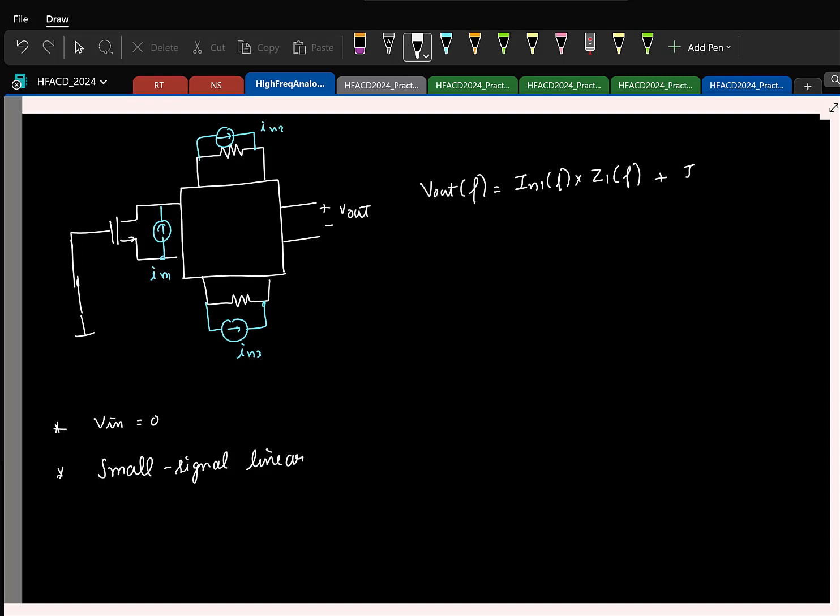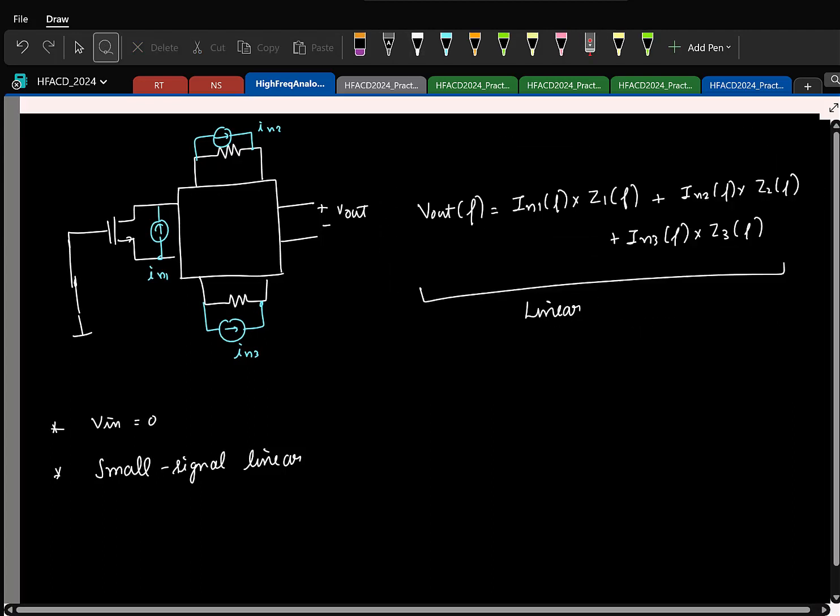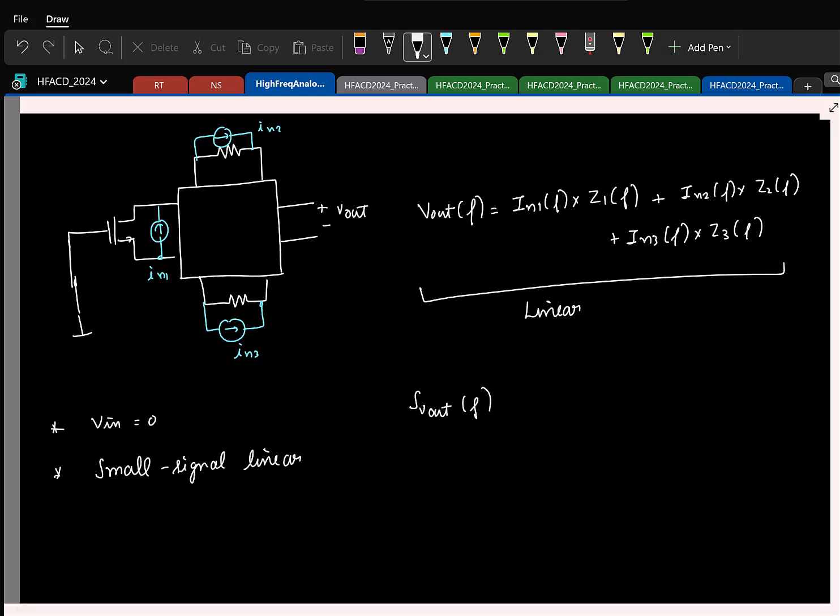Similarly, the second one is something like this, and the third one is something like this. Please remember, I am able to write this because my circuit is linear. That is why I am able to take one source at a time, find the corresponding transfer function, and keep adding it for everything. So if this is the Fourier transform, for noise we are interested in the power spectral density. So what can you say about the power spectral density of this?